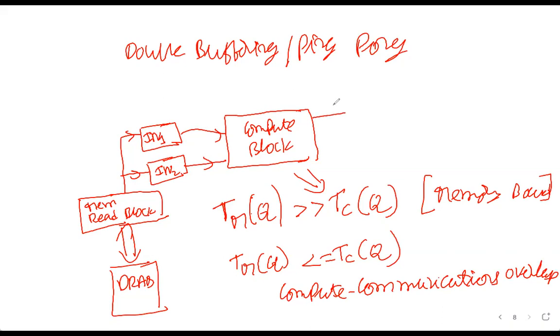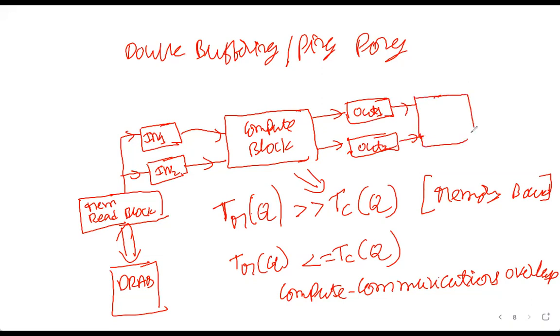Similarly, in the out1 also we have the same story. So we have out1 and we have out2. And then there is a mem write block, which writes to DRAM.